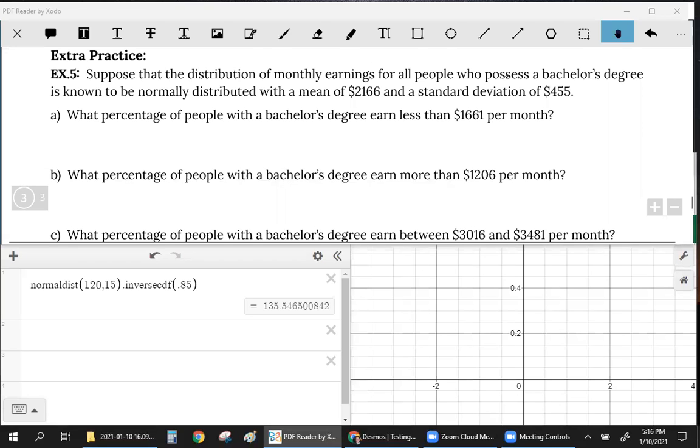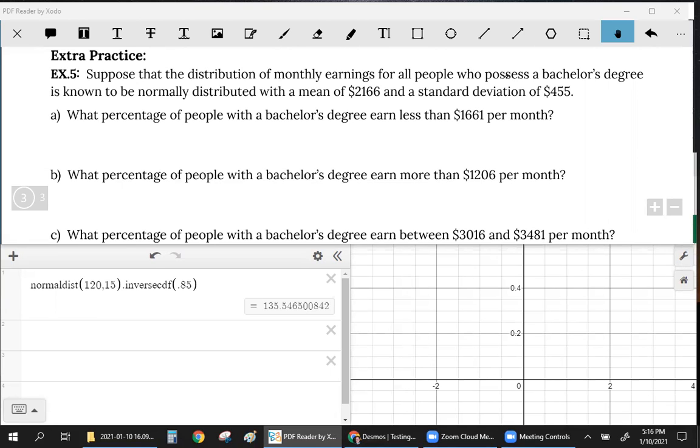Let's check out a few more examples for our non-standard z-scores and percentages. So example 5: suppose that the distribution of monthly earnings for all people who possess a bachelor's degree is known to be normally distributed with a mean of $2,166 and a standard deviation of $455. What percentage of people with a bachelor's degree may earn less than $1,661 per month?